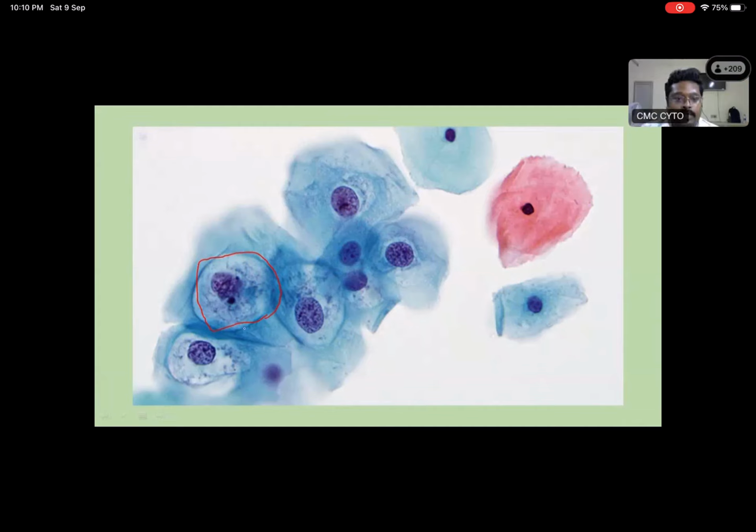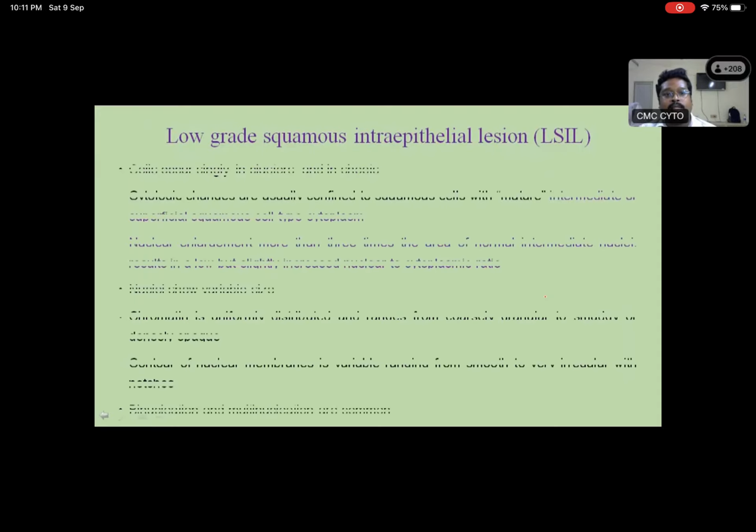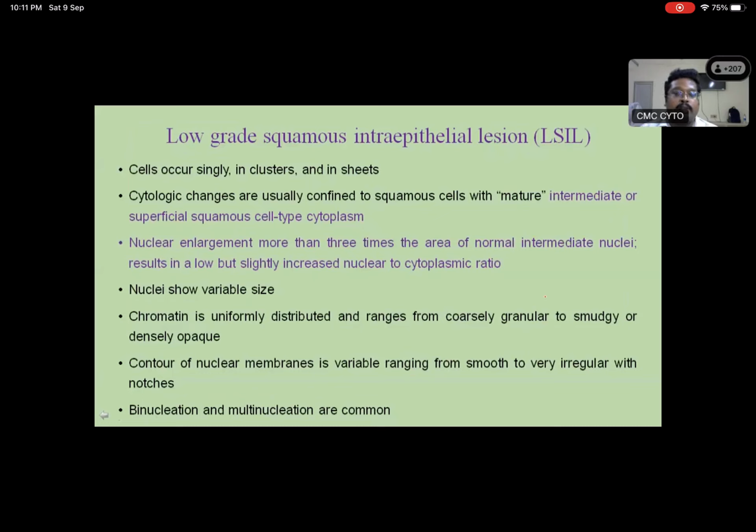In an HPV infected cell, all the cytoplasmic contents are pushed to the periphery of the squamous cell, and the nucleus is surrounded by a vacuole-like structure which results in koilocytosis, right? So this is low-grade squamous intraepithelial lesion. There are a few features of an LSIL. The cells occur singly or in clusters, and they're usually confined to mature, intermediate, or superficial looking squamous cells.